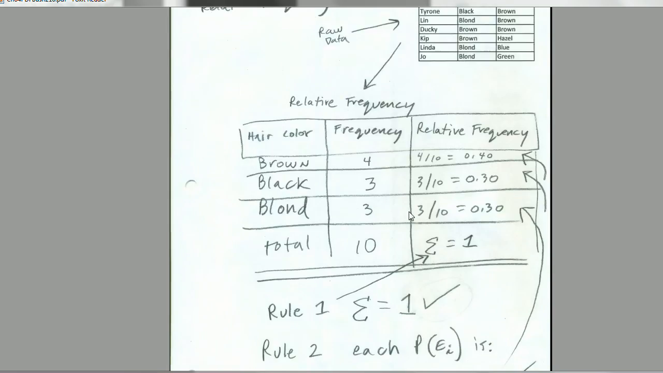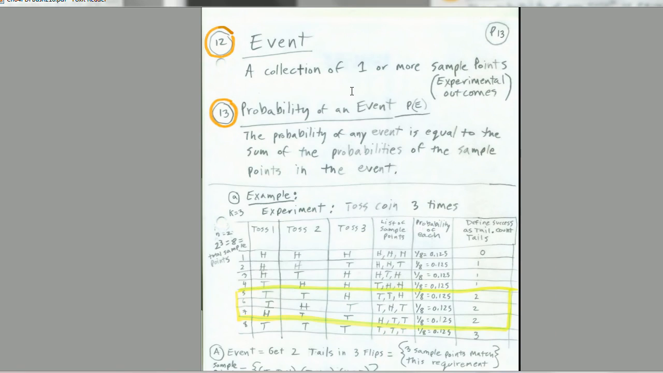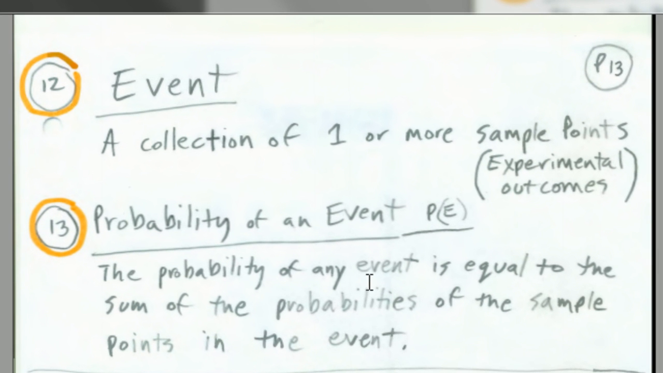Now, two last points. We have to learn what an event is and how to calculate the probability for an event. Now, an event is simply a collection of one or more sample points. Think about our dice example, right? We had to count how many 7s there were. That's a collection of one or more sample points. And the event was rolling a 7. Calculating the probability of an event, well, we did that too. Remember, 6 divided by 36 gave us the probability of getting a 7 when we roll 2 dice.